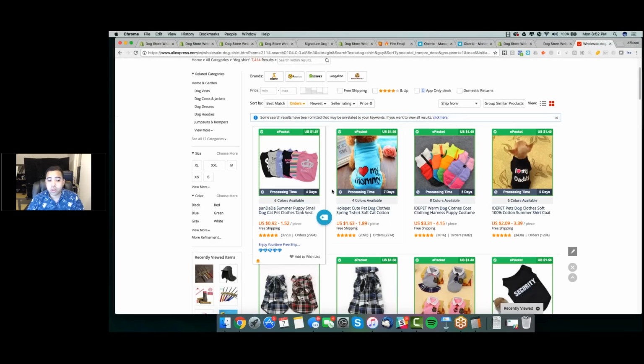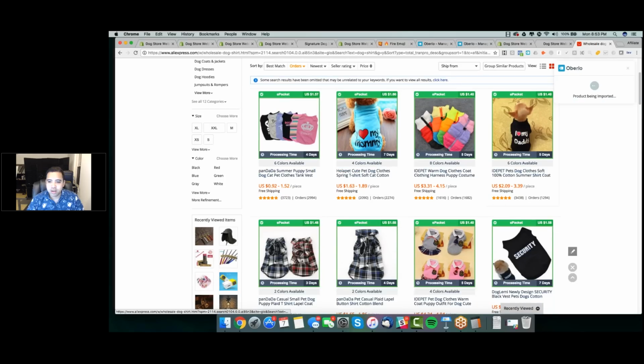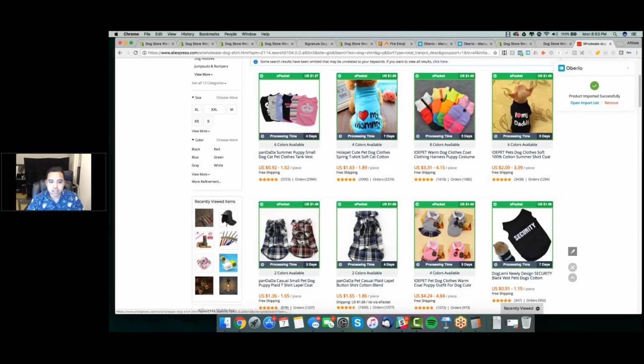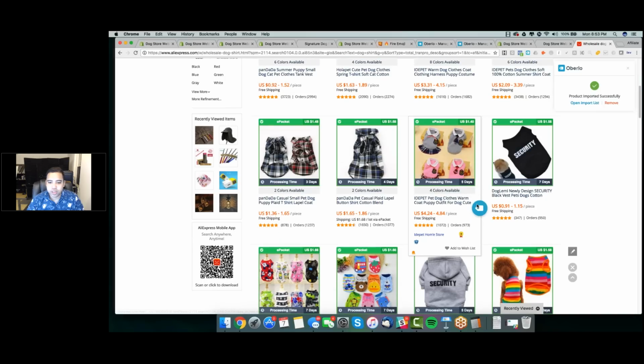The products with the most sales. Okay, we have here I Heart My Mommy, 2,000 sales. We have a slew of dog shirts here. What we're going to do is choose a few of them. So we're going to choose this one, I Heart My Daddy. Here's one that's kind of a plaid shirt. Here's another one called security.